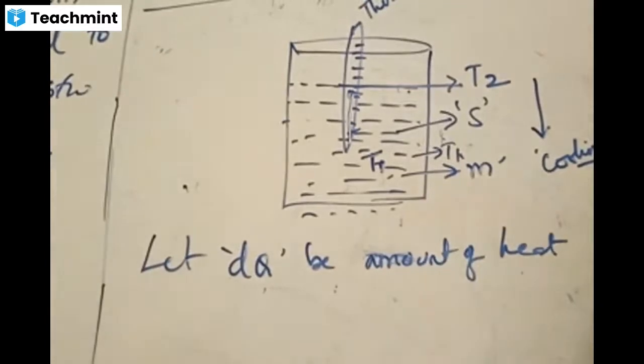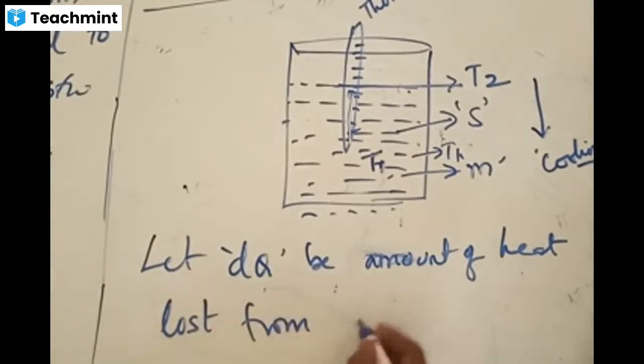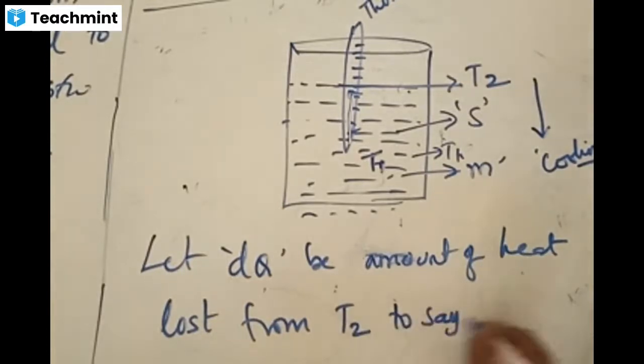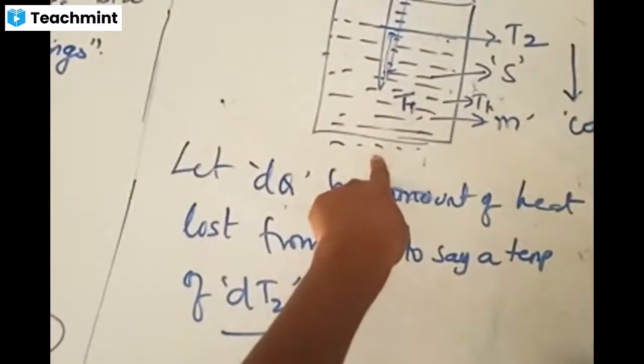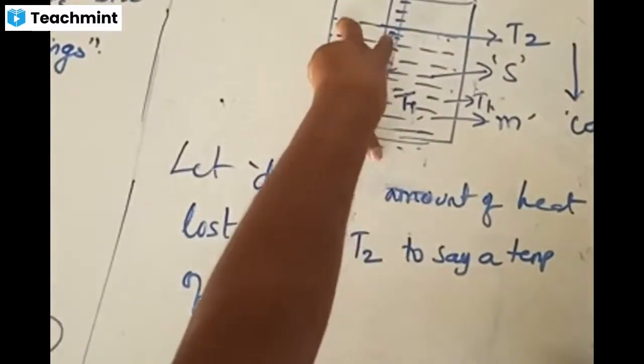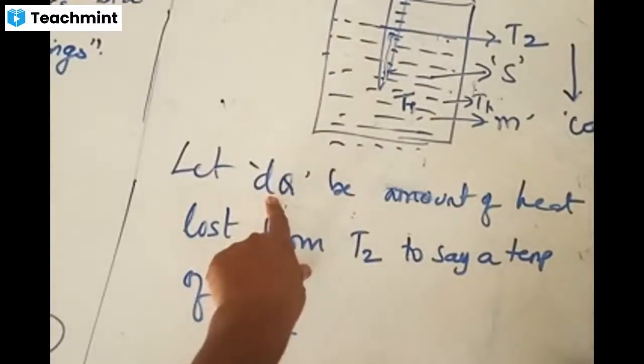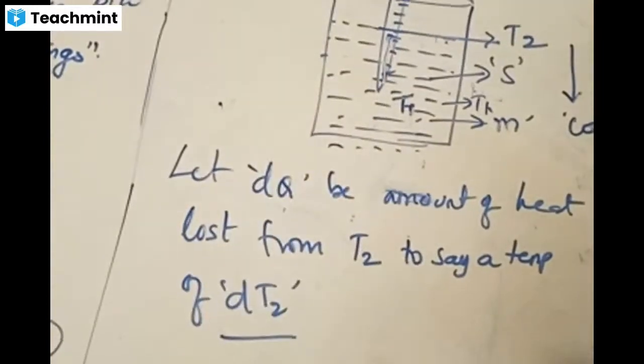Let dQ be the amount of heat lost from T2 to a temperature of dT2. Only understanding the terminology is important. What are we saying? From temperature T2, the system is losing heat. How much heat energy did it lose? We are now calling that heat energy dQ. Let dQ be the amount of heat energy lost.